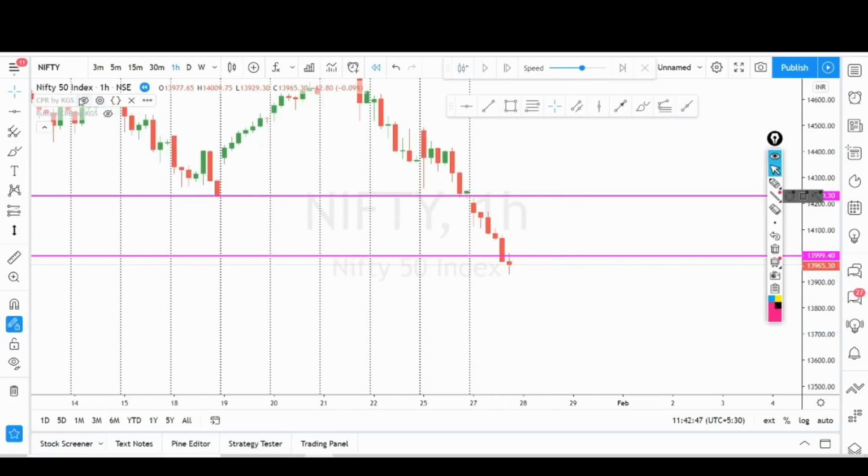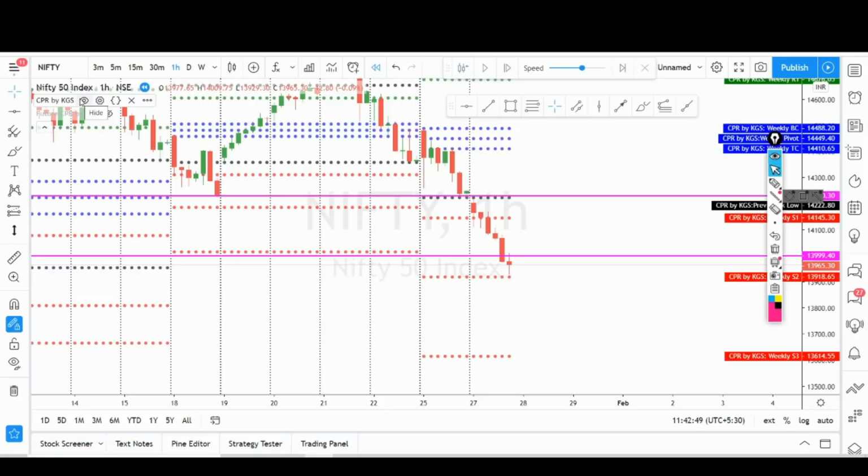So what you have to do, you have to switch on the weekly CPR. Whenever you are using a 1 hour chart, make sure you use only weekly CPR. I have seen people using daily CPR in a 1 hour chart. That is a wrong practice. So whenever you use a 1 hour chart, make sure you have turned on the weekly CPR.